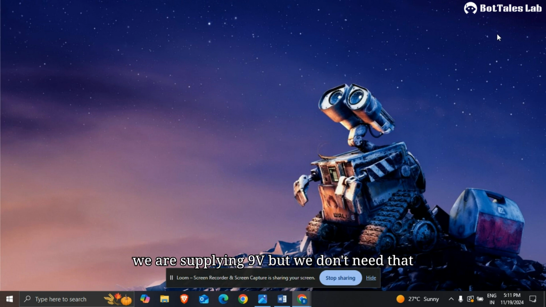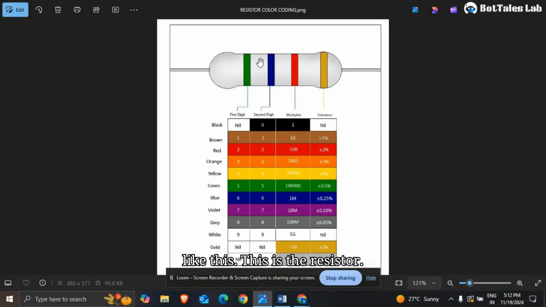A resistor is also used to divide voltage properly in the circuit. Like from a battery, we are supplying 9 volts, but we don't need that 9 volts, we need less than that. So we can connect a resistor, decrease that voltage, and provide it to our circuit. Understand?